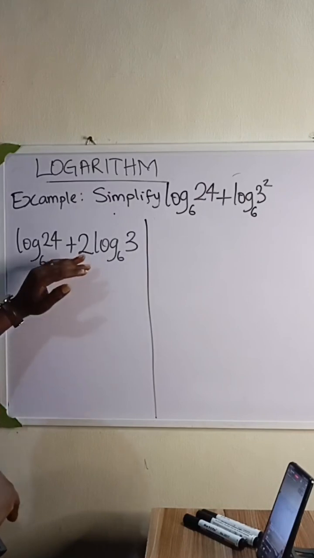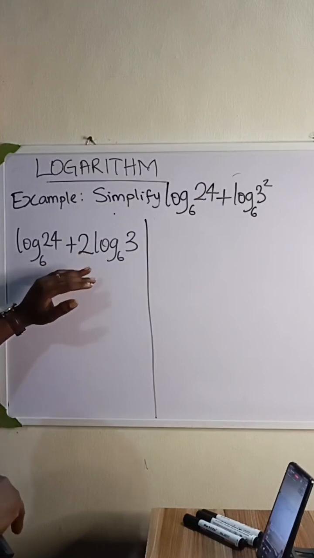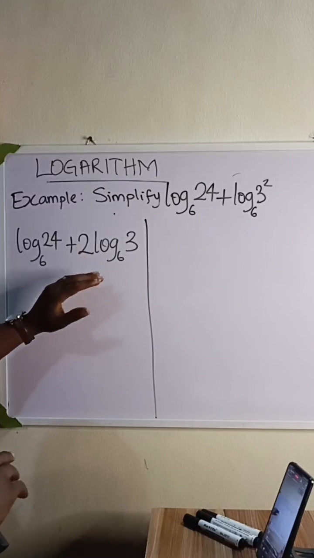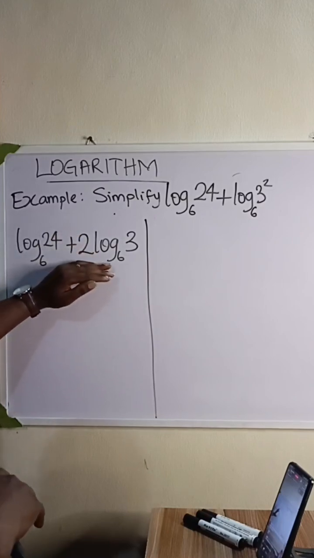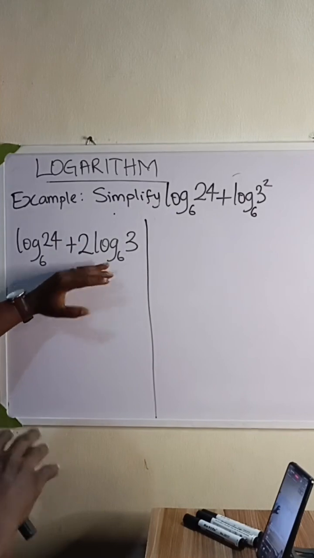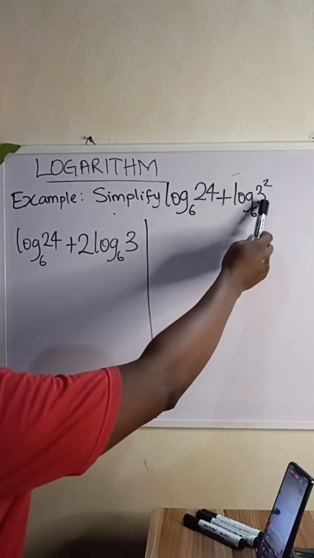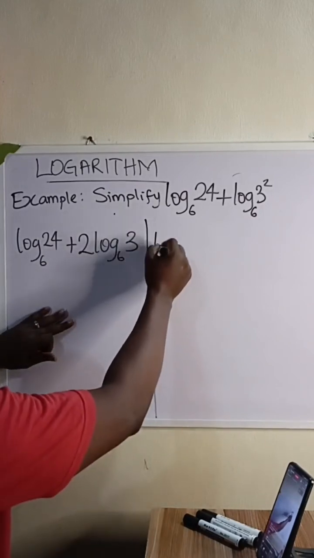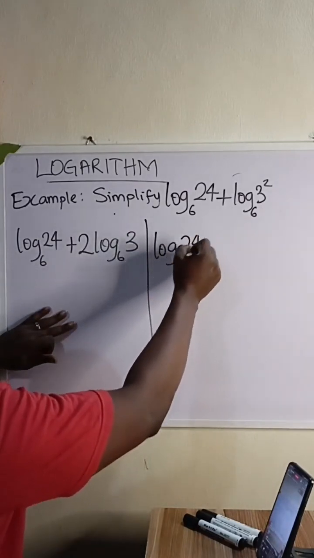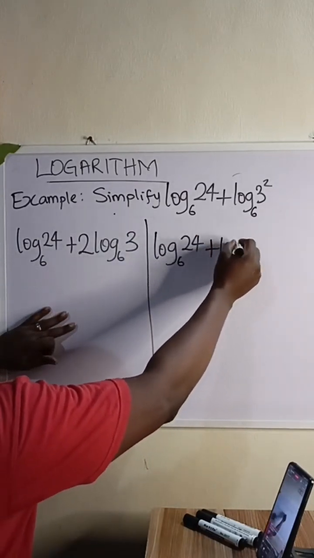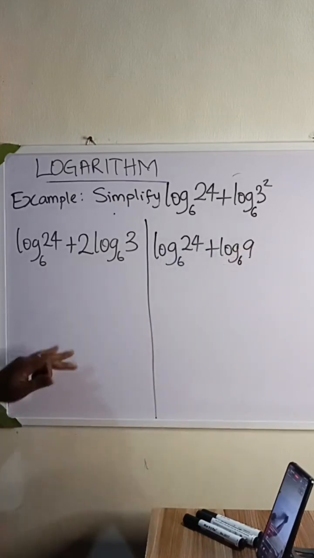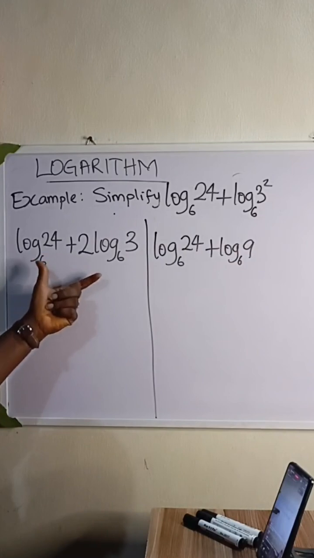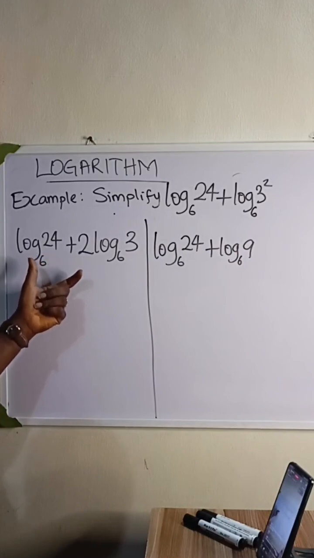If you do this, you might not have any headway. But instead of doing that, you can just say 3 to the power of 2 is equal to 9. So you can write this as log 24 base 6 plus log 9 base 6. So doing it this way, what else will you do at this point? Are you going to have any headway?